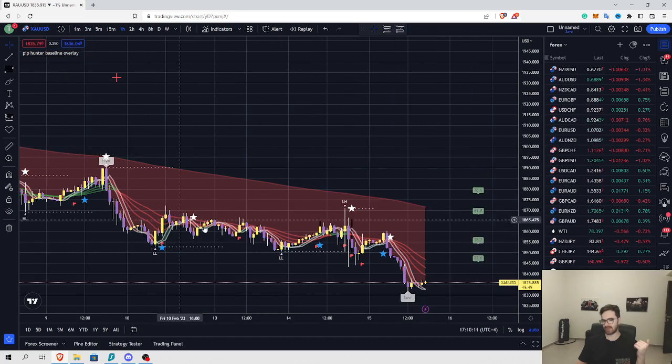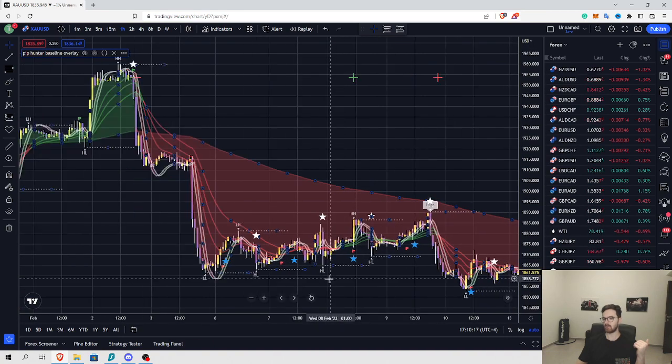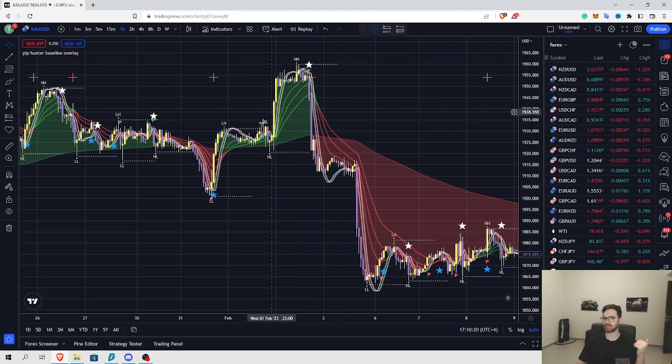Then we have the flags. Flags are fractal based and are there for just take profits in a trend. So you see that in bearish trends we get little bearish flags, and in bullish trends you get little bullish flags, just so that you know the trend is dying.